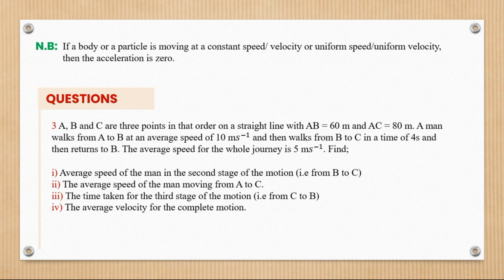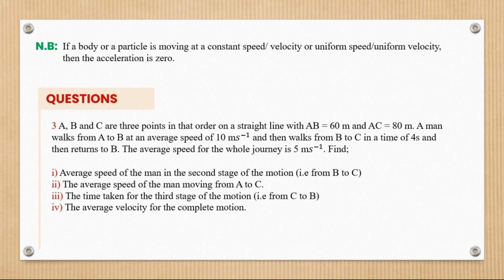Then we are being told find 1, the average speed of the man in the second stage of the motion. And of course second stage is referring to the distance or the movement from B to C. And then part 2 is asking for the average speed of the man moving from A to C.